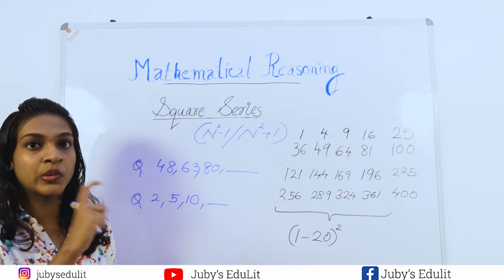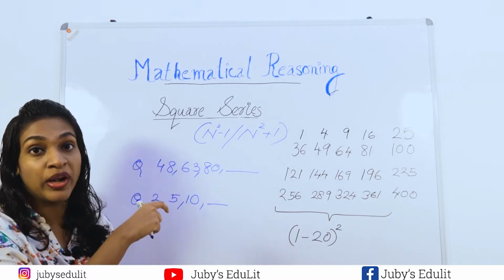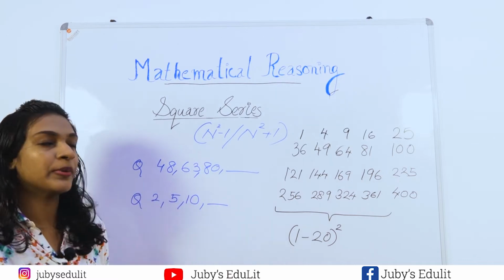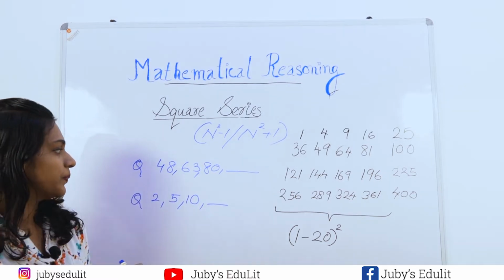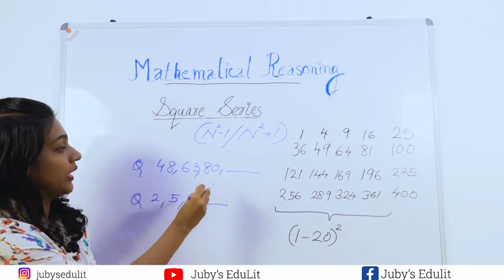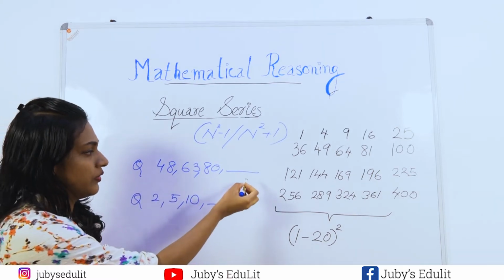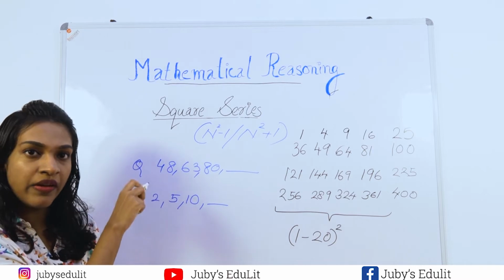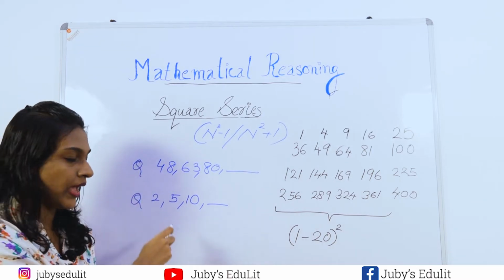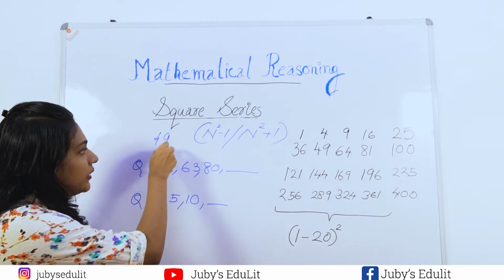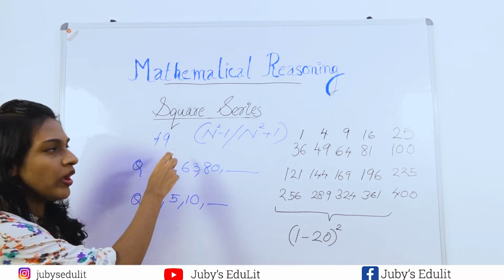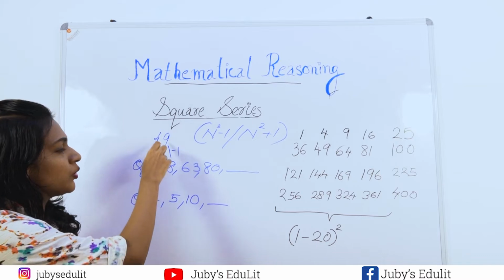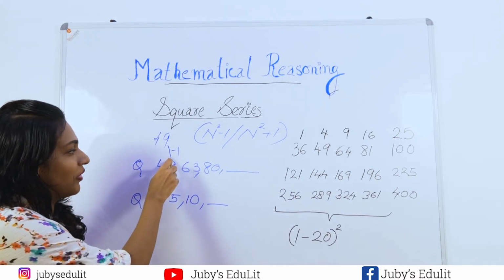Another form of square series question is the n square minus 1 and n square plus 1 series. Here we have two example questions, and let's see the first one. It is 48, 63 and 80, and you are given to find the next number. You know, 7 multiplied by 7 gives 49. You can see when 1 is subtracted from 49, you get the answer 48.